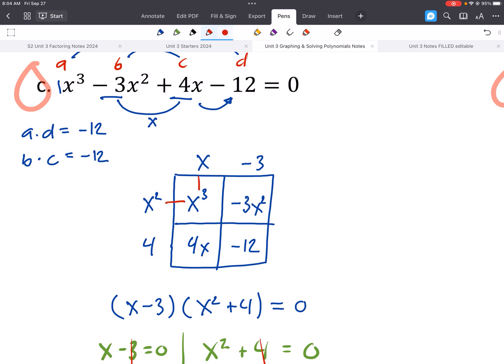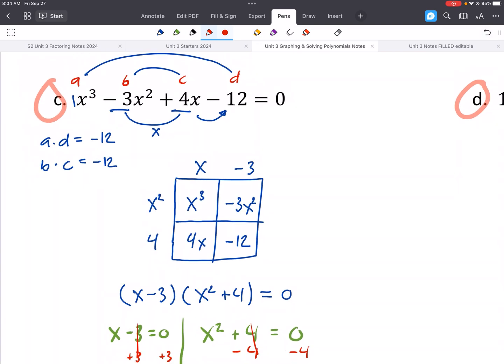So we could multiply those, and that does give us x to the third. We could do x times 4, and that gives us 4x. We could multiply x squared times negative 3, and that works out. And then we could multiply these two, and that gives us the right thing. So if you check that too, that's helpful to see if it works.